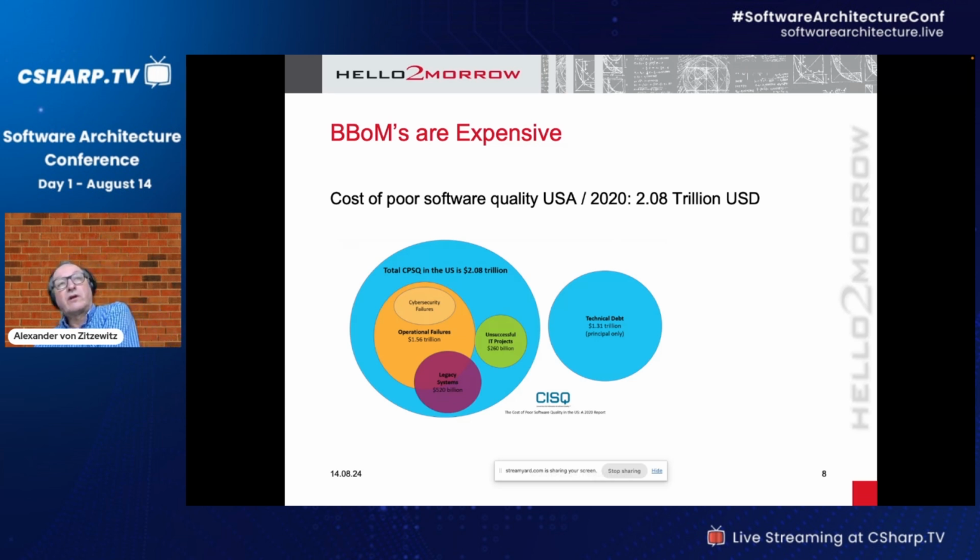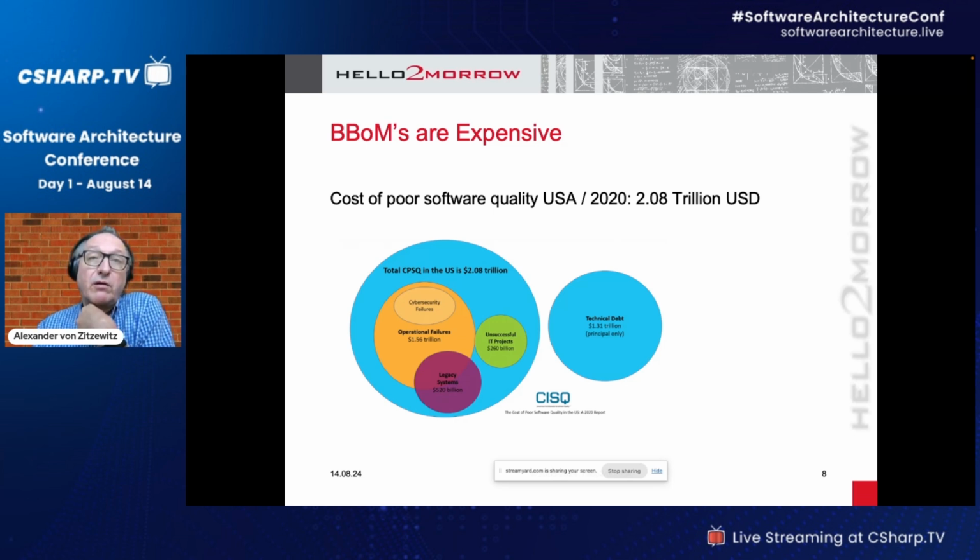So, another argument is that big balls of mud, BBOMs, are expensive. Very expensive indeed. Just in the United States, there was a report from CISQ about the total cost of poor software quality, and it is estimated for 2020 that this cost was in the range of $2 trillion, which is roughly 10% of GDP, quite a bit of money. And there's a new report out in the meantime from 2022 that has even worse numbers in there. So we can assume that poor software quality costs a lot of money over time.